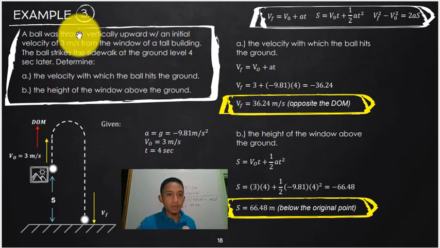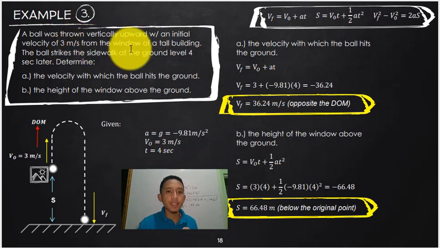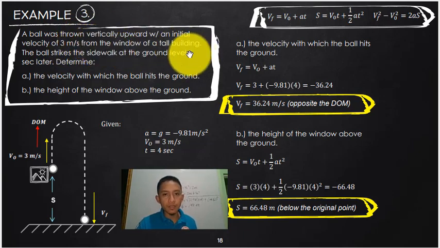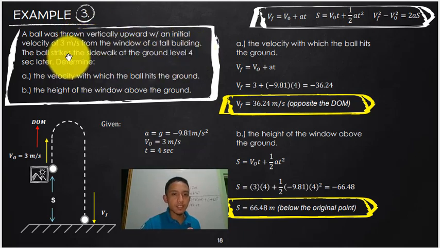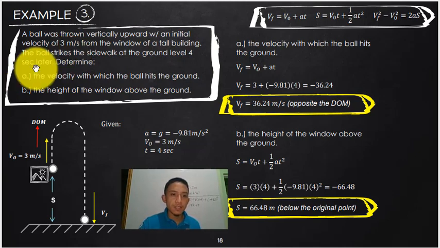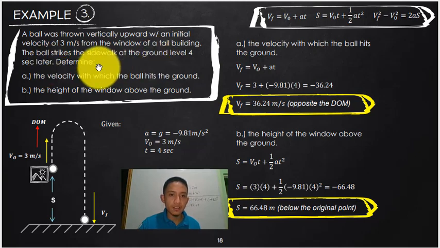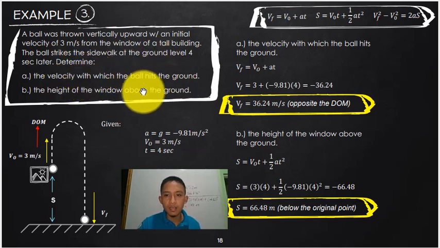Okay, a ball is thrown vertically upward with an initial velocity of 3 meters per second from the window of a tall building. A ball strikes the sidewalk at the ground level 4 seconds later. So determine A, the velocity with which the ball hits the ground, and then the height of the window above the ground.